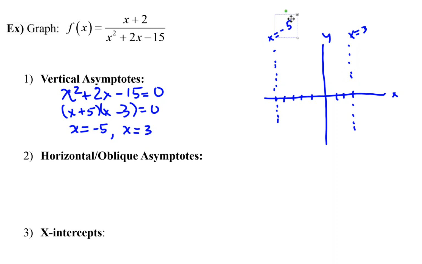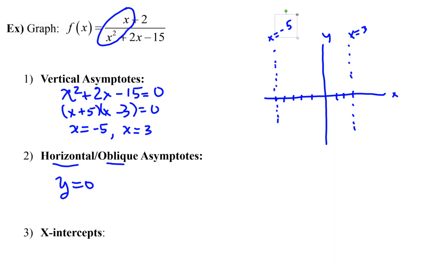All right, so now I want to look for the horizontal and oblique asymptotes. That has to do with the degrees. So in this case, I have a degree 1 over degree 2, less on top than on bottom. So if I look back at my notes, I recognize that means y equals 0, or the x-axis, is going to be my horizontal asymptote. So I really don't have to put anything in here because I already have the x-axis graphed.